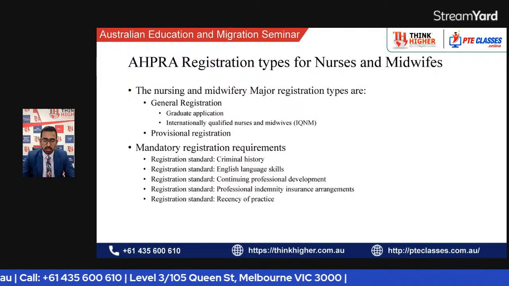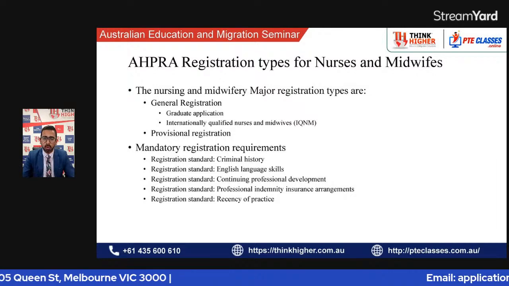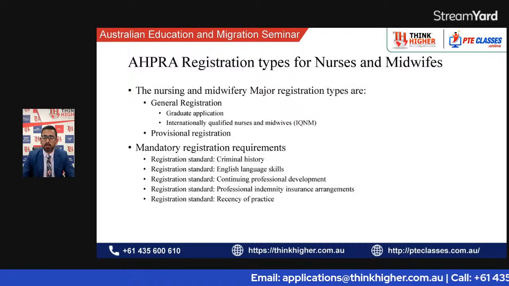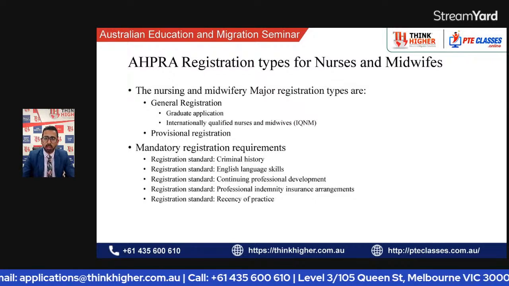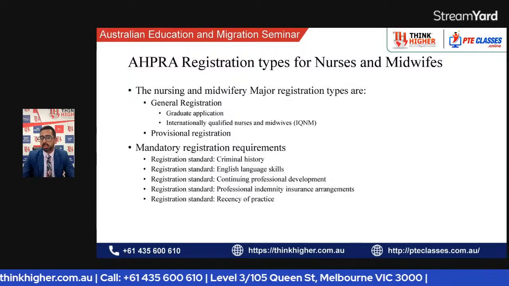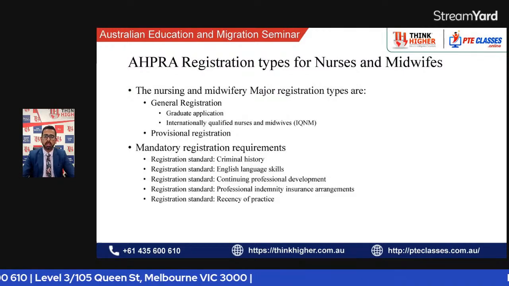Then the last one is the recency of practice. So you must be practicing. You must have a license in your home country in order to apply for that registration. Along with that, you must have recently been practicing nursing, no matter if a junior nurse or a trainee nurse or a full-time nurse, but it needs to be a practicing nurse. Yep. Let's go to the next slide.